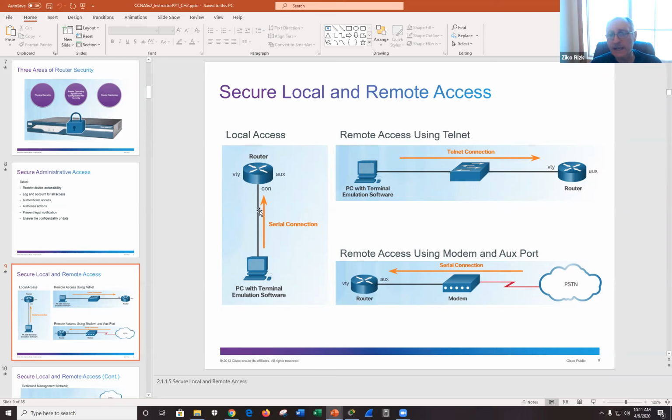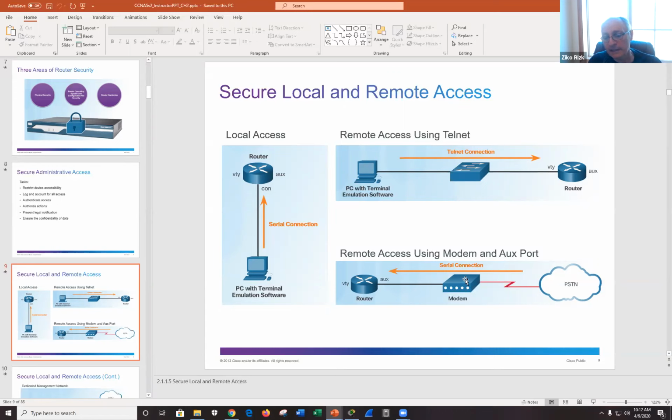Remote access, and here they're talking about Telnet, VTY is Telnet and SSH. And I already told you, don't use Telnet. We will cover Telnet, but don't use it because even the account and the password will go over the network unencrypted. And anyone with a simple packet sniffing tool can see the account and the password. So use SSH, which adds encryption.